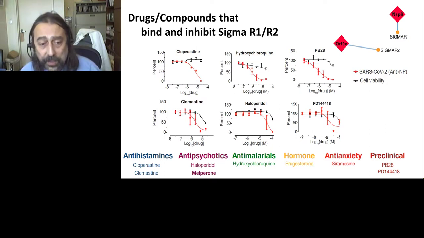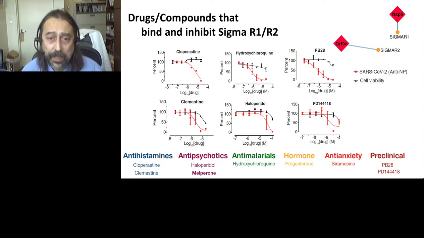But among all of these drugs, we have some antihistamines, antipsychotics, antimalarials, some hormones, some anti-anxiety drugs, some preclinical drugs. Among all of these drugs, one of the ones that is more potent is this PB28, which is here in the upper right corner, which has a better inhibitory activity than hydroxychloroquine, and therefore we think that it can be better than hydroxychloroquine for inhibiting viral replication, but that's something that we still need to look into in animal models.